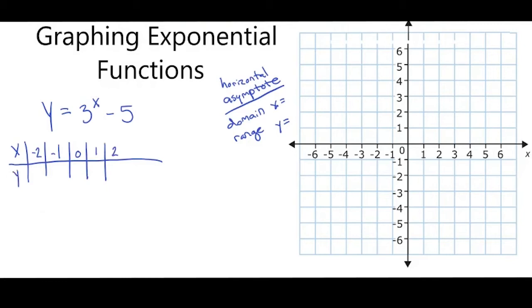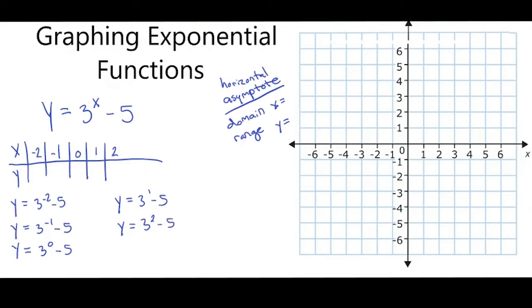And so y will equal, well, y equals 3 to the -2 minus 5. Y equals 3 to the -1 minus 5. Y equals 3 to the 0 minus 5. Y equals 3 to the 1 minus 5. And y equals 3 to the second power minus 5.